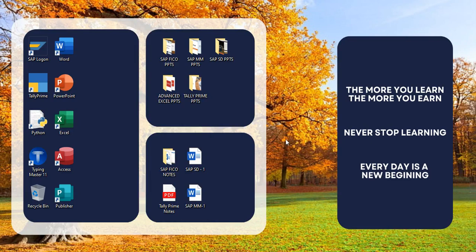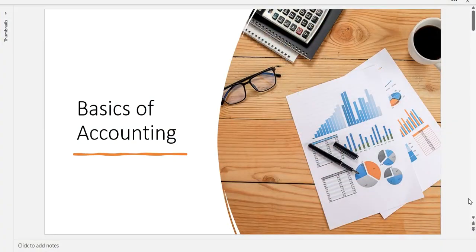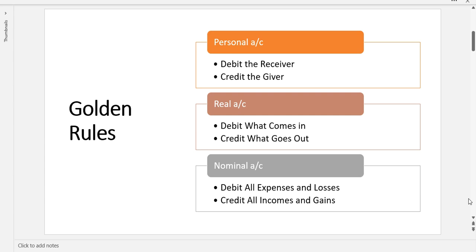So today we are going to discuss the basics of accounting. Here, to write journal entries, a very important thing we need to know is the golden rules of accounting. There are majorly three: personal account, real account, and nominal account. Based upon these three rules, the whole of accounting is built. So first of all, let's see the personal account.